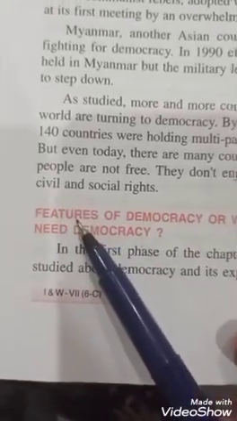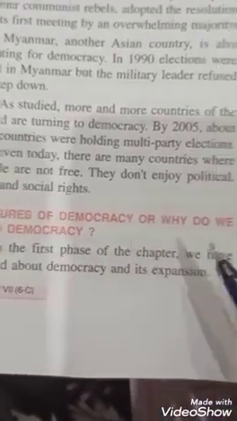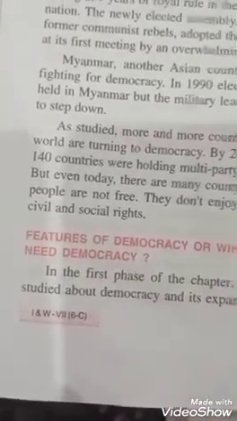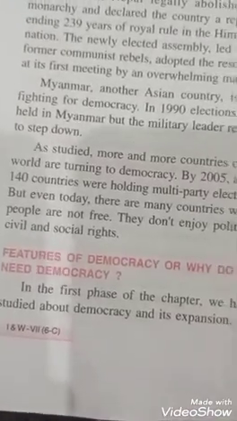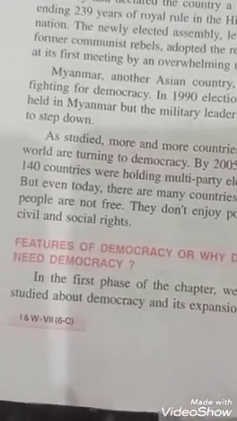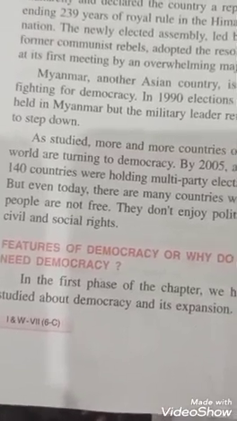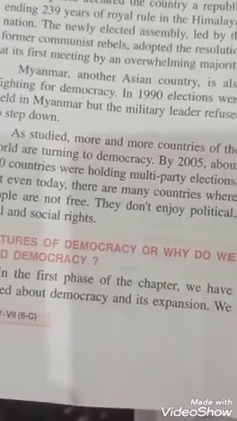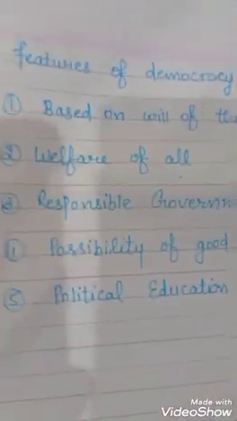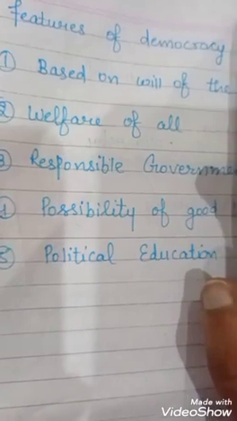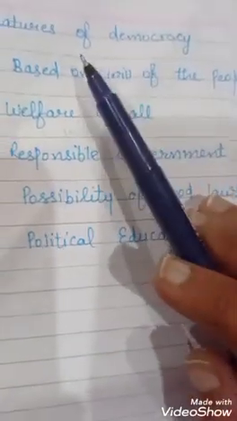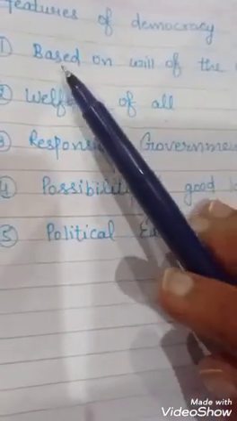Next point is features of democracy, or why do we need democracy? As I told you earlier, democracy is a form of government of the people, for the people, and by the people. And more countries are adopting this form of government. So, I will tell you firstly the features of democracy. There are many features of democracy, but the most important features are based on the will of the people.